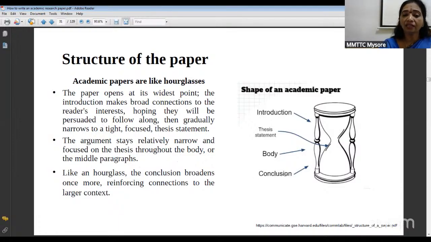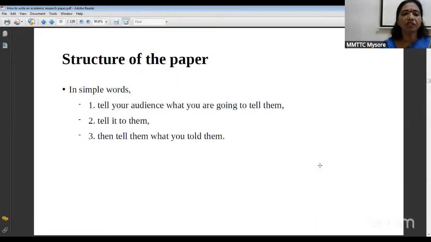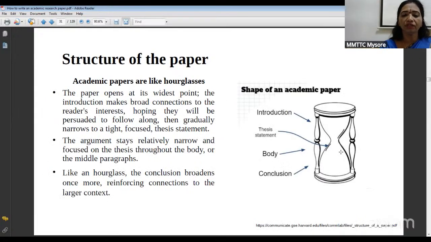Like in an hourglass, the conclusion again broadens once more, reinforcing connections to the larger context. That means you're suggesting to the audience to come out with their ideas also. So that will give you a future, broader perspective.